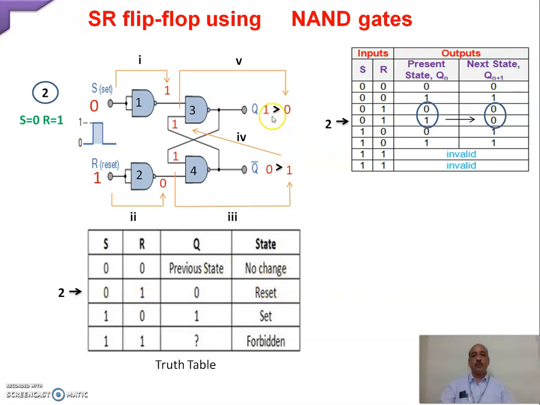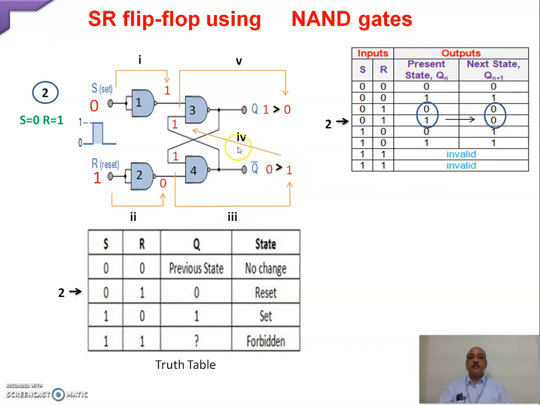Assuming that the output is 1, Q is equal to 1, Q bar is equal to 0. Now we apply S is equal to 0, R is equal to 1. As one of the inputs of the NAND gate is 0, the output is 1. Here both the inputs are high, therefore the output is low. Now here we have to catch hold of 0, as a NAND gate is very much sensitive to 0. Therefore, one of the inputs of the fourth NAND gate is 0, so the output will be high.